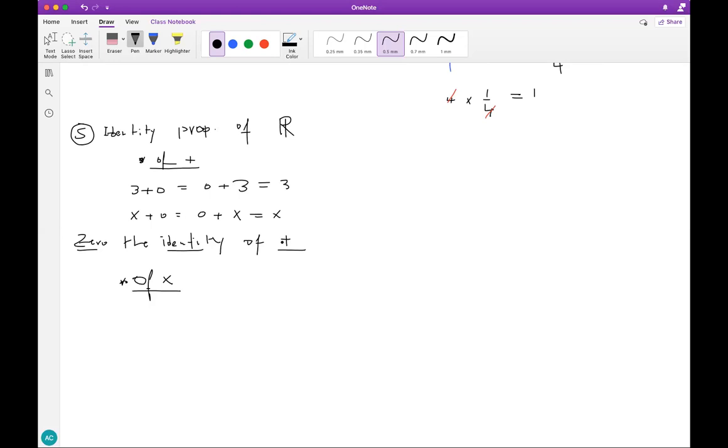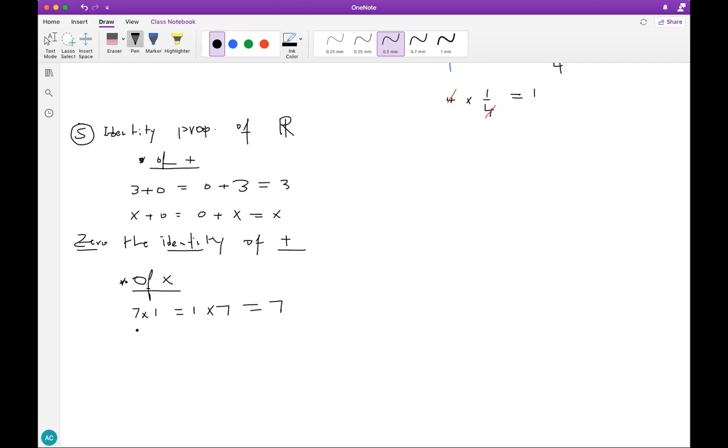0. No. Think again. So if 0 does not change addition, 0 is the identity of addition. But zero changed the multiplication. We want the number that does not change multiplication. What's that number? 1. Right? If we times any number by 1, let's say 7 times 1, the same as 1 times 7, that number will not change. It will be just 7.